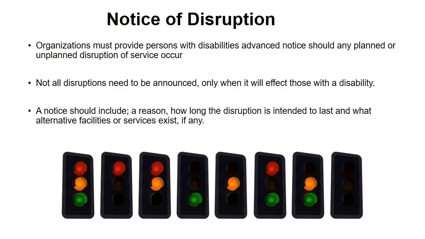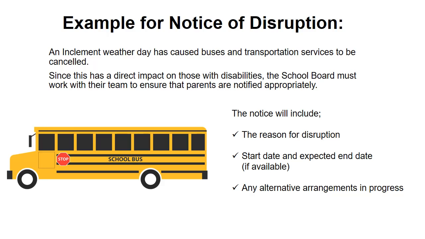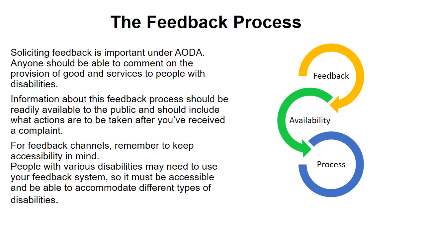A notice should include a reason, how long the disruption is intended to last, and what alternative facilities or services exist, if any. Example for notice of disruption. An inclement weather day has caused buses and transportation services to be canceled. Since this has a direct impact on those with disabilities, the school board must work with their team to ensure that parents are notified appropriately. The notice will include the reason for the disruption, the start and expected end date, if available, and any alternative arrangements in progress.